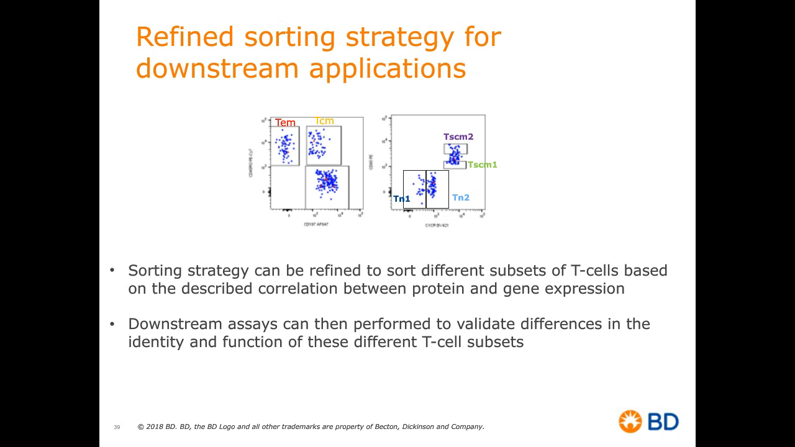But another important consequence of this analysis is that now we have gained information about the correlation between protein expression and gene expression analysis, and we can refine our sorting gating strategy so that when we repeat this experiment for downstream analysis, instead of using a broad gate as we used before, we can narrow down our gating based on the observation we just showed you to dissect even at the finer level the population of interest.